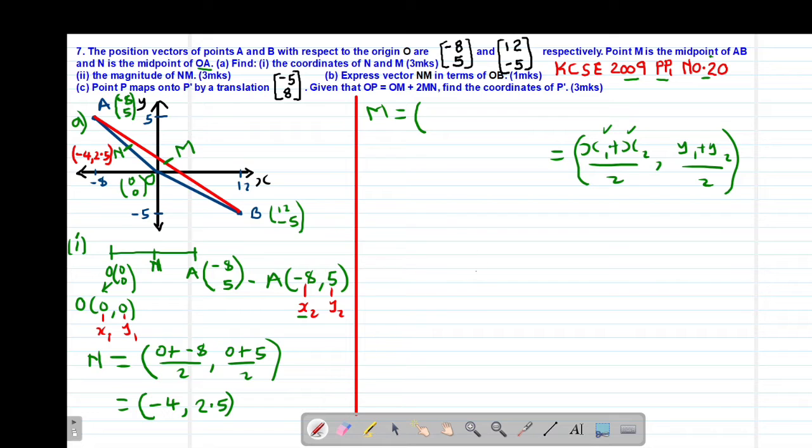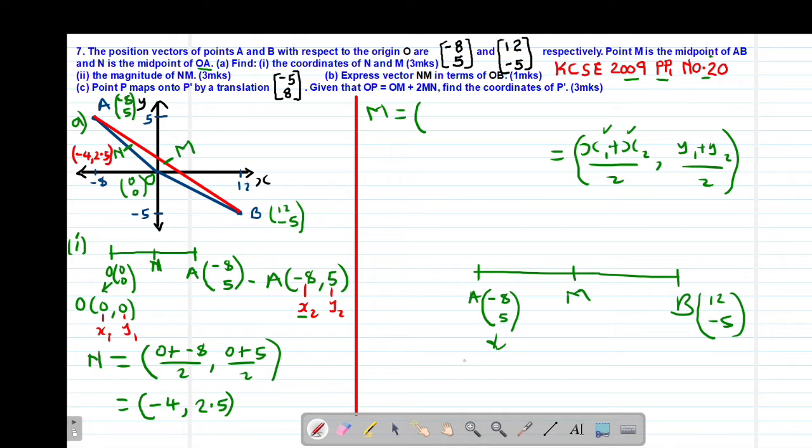I'm going to consider the line AMB. If I consider this particular line here, this is my A, then M is in between. This is M, then this is B. So the coordinates for point A are negative 8, positive 5. Then for M, we don't have the coordinate. The position vector of B is 12, negative 5. So the coordinate for A is negative 8, 5, and the coordinate for B is 12, negative 5.